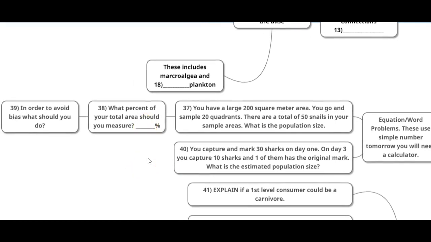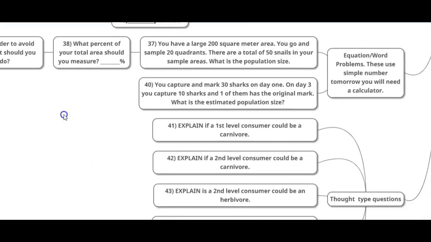38, what percent of your total area should you measure? You're going to want to shoot for 10%. Now, in the video, the guy said 5 to 10. I said 10 to 15. This is a problem that, like I said, if you give me a range between 5 and 15, the answer will be right. The ideal number, though, no one's going to argue with you, 10%. Go with 10%. In order to avoid bias, what should you do? Use a random number generator, okay, or randomize your selection of squares. You don't want to go out and say, okay, I'm going to pick all the little a's. No, use a random generator to select which ones.